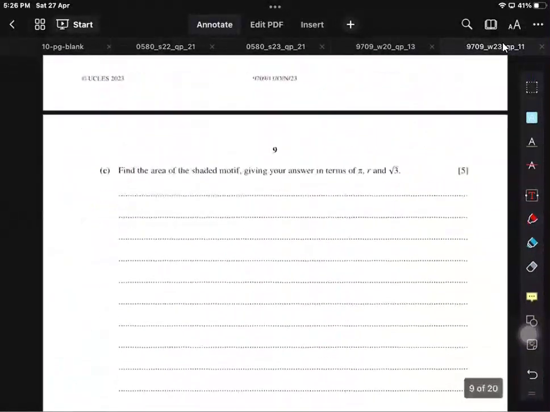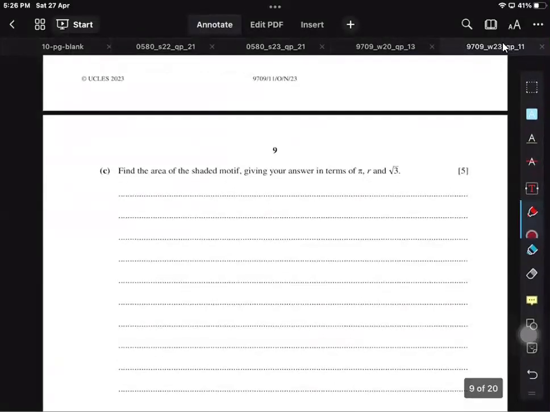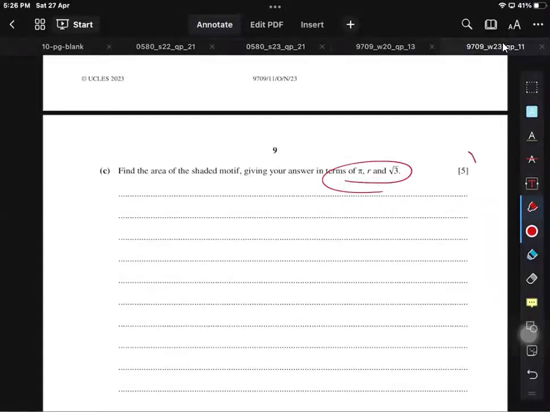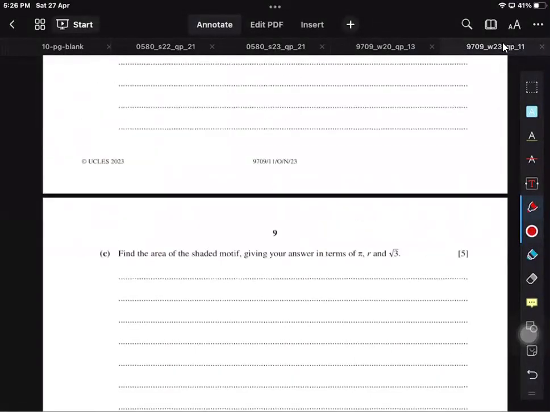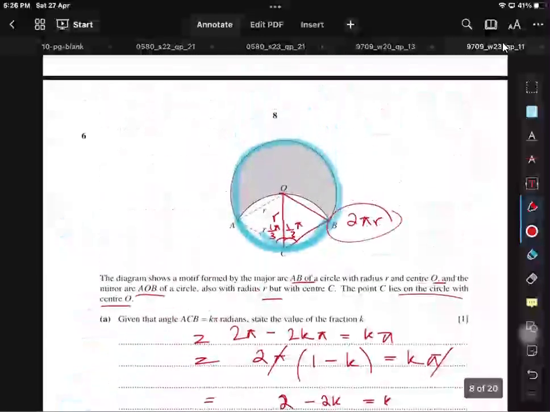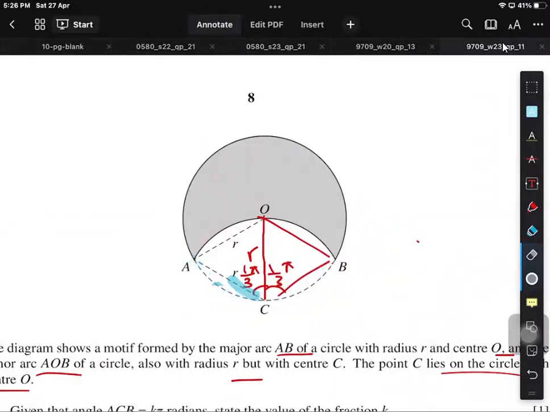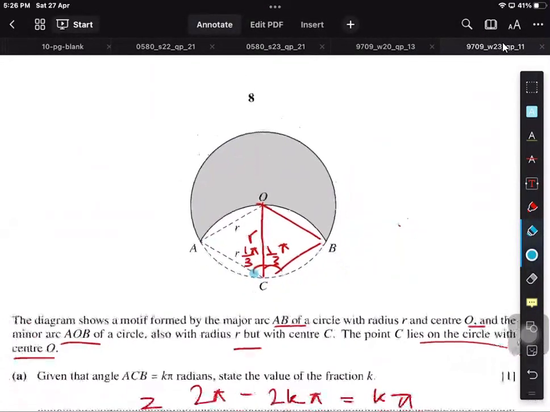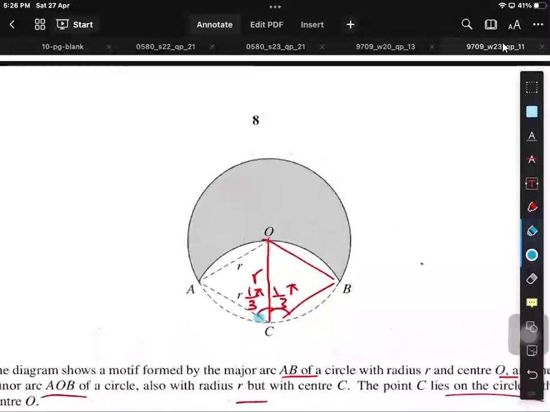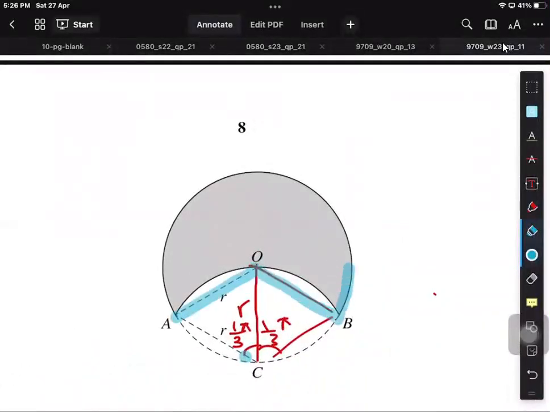Okay, so for part C, find the area of the shaded motif, giving your answer in terms of pi, r and root 3. That's 5 marks. Okay, so we have to find the shaded area. So for the shaded area, what we can do is first find the major sector, which is this. Okay, so center. All right, so this is one of our major sectors that we have.